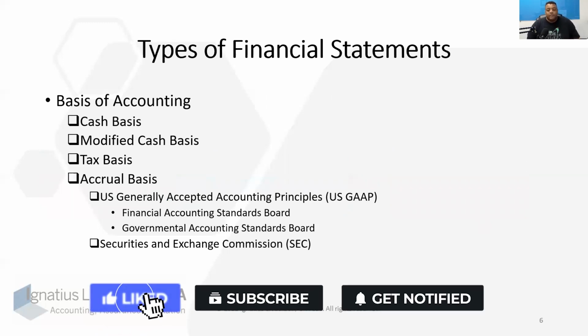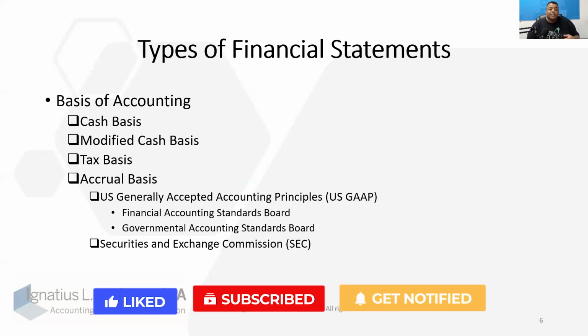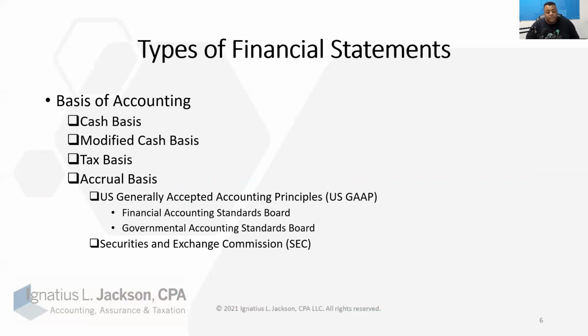Okay. Types of financial statements. I want to kind of talk about the types of financial statements that are out there. Cash basis, modified cash basis, tax basis, accrual basis, which has two different versions, US GAAP and the SEC related version. There's actually a third version, which is for governmental accounting. Nobody really uses that, my clients, so I won't even worry about talking about that.